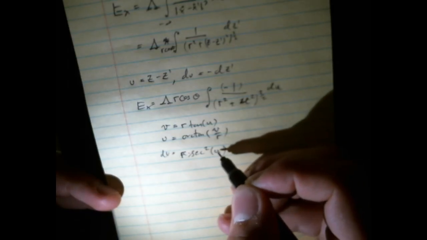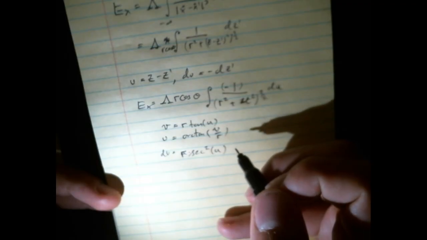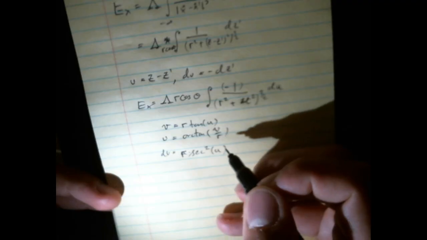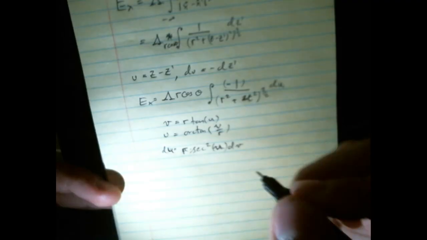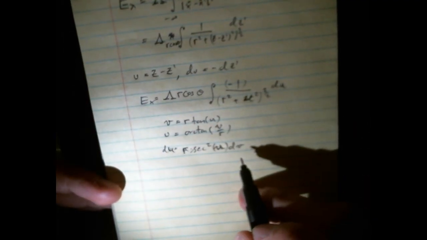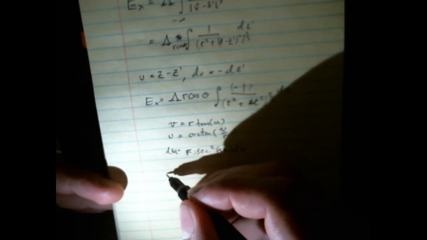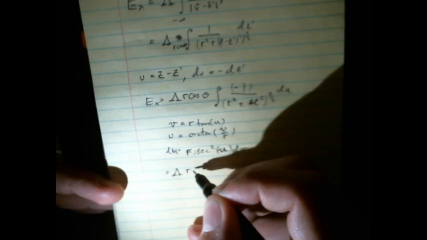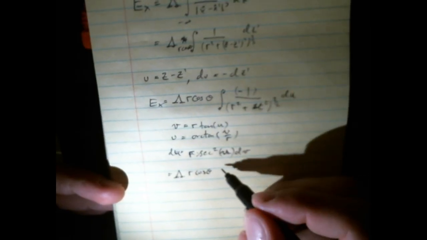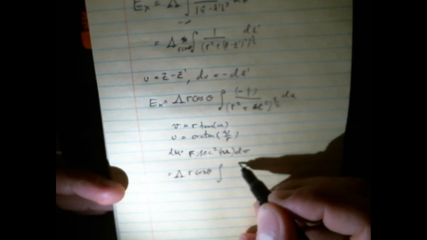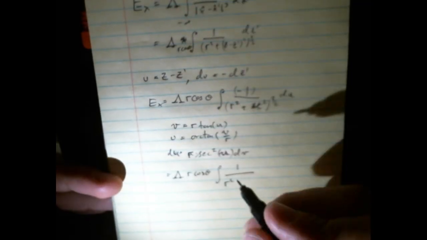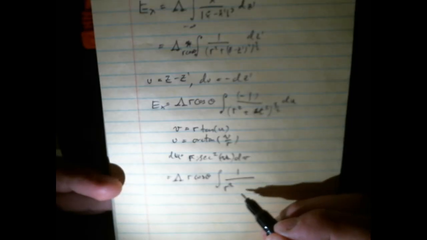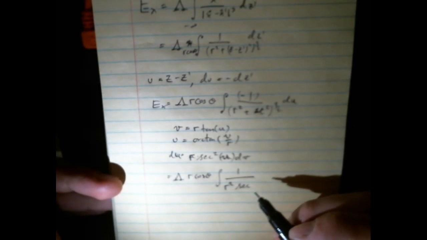Sorry. Yeah, no, this is correct. Okay, so du is equal to r secant squared v dv. And so long story short, this integral becomes r cos theta, the integral of 1 over r squared multiplied by secant of v.